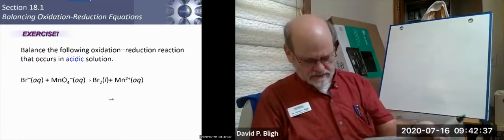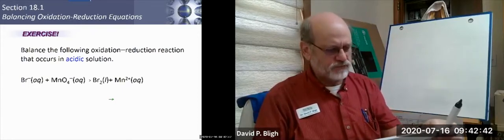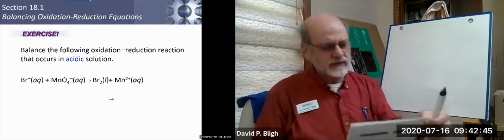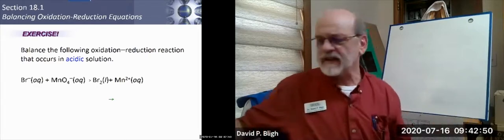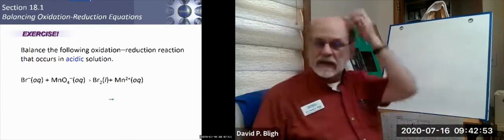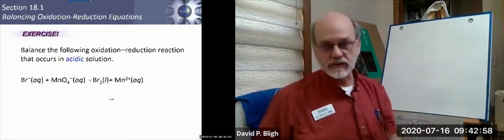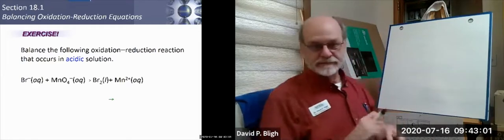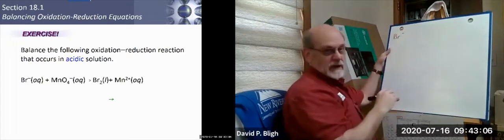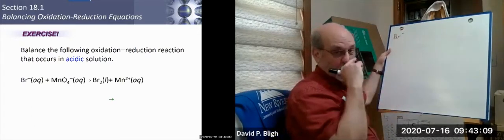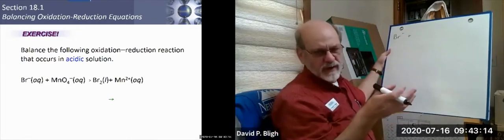Okay. All right. Let's do this one. Let's balance this one in acidic solution. And then I'm going to use it to show you basic solution balancing. Okay, so if we have one bromine ion, these are all aqueous solution, except for Br2, which is a liquid.